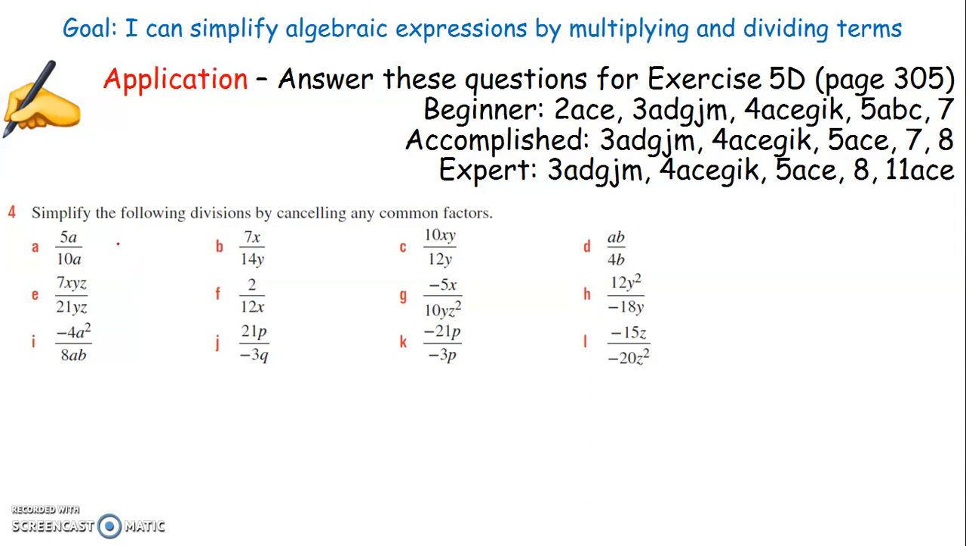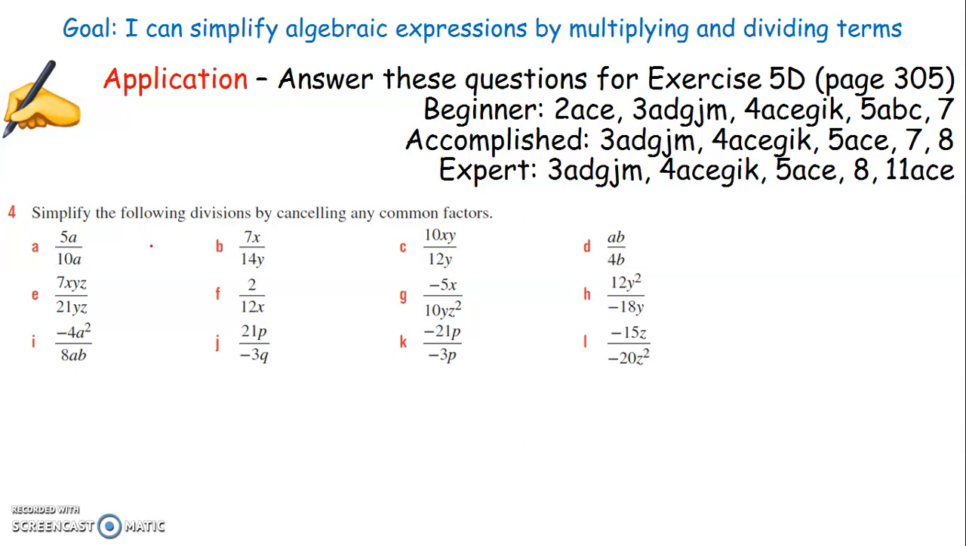In this video, we are going to go through question 4 of exercise 5D. The question asks us to simplify the following divisions by cancelling any common factors. Okay, so we have to do A, C, E, G, I, and K.